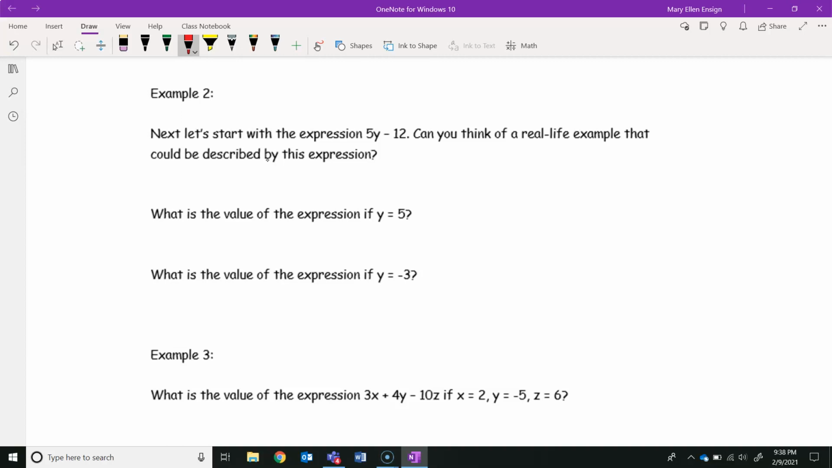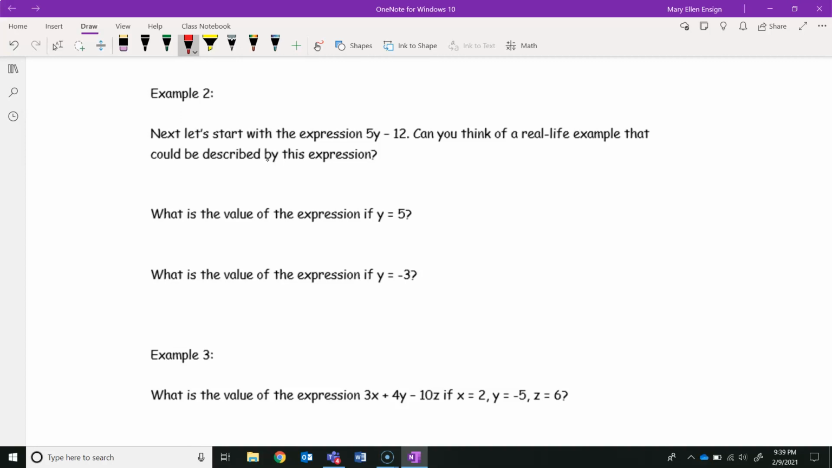So there's not just one right answer, certainly, but, you know, maybe you're buying something, 5 pairs of sneakers, and you have a coupon for $12 off your total purchase, right? So if all the sneakers cost the same amount, here's your total, and then you would take $12 off. There's lots and lots of different ideas or examples, and it doesn't have to be money. So I'll leave that up to you.